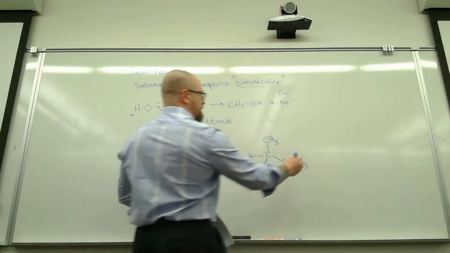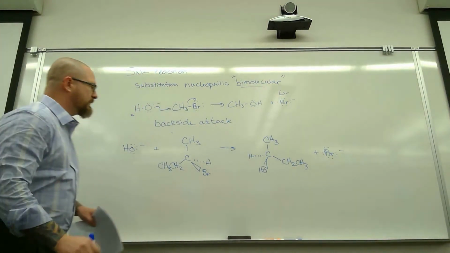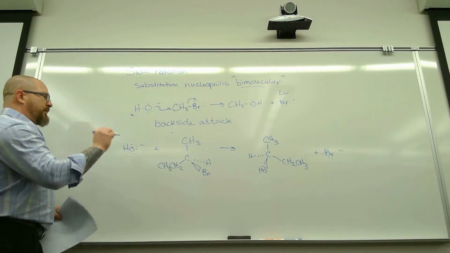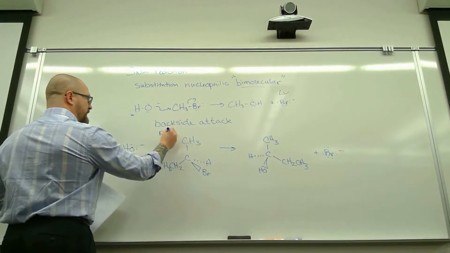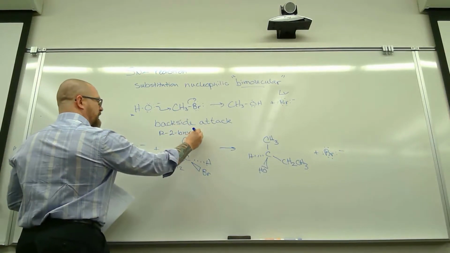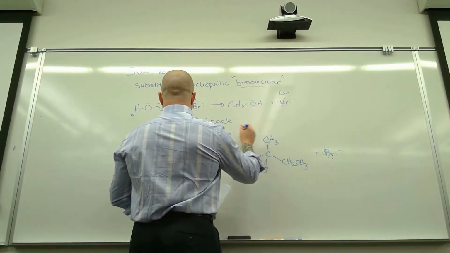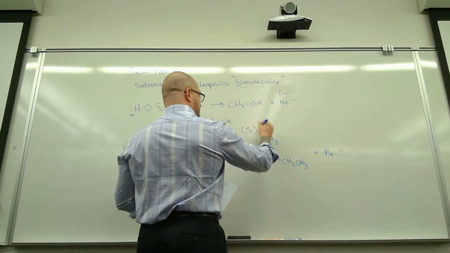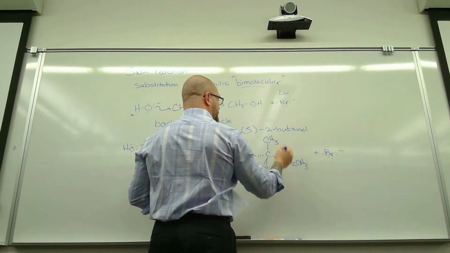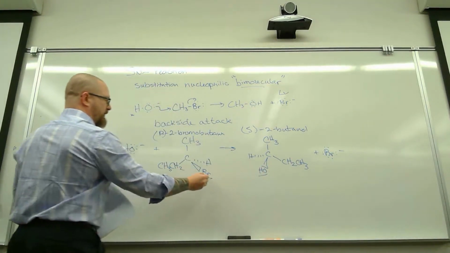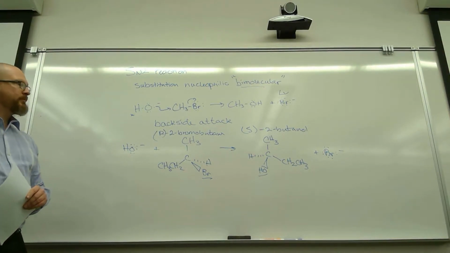Now, plus our bromide. What's really important to note here is that our stereo center has been inverted. So this is an R 2-bromobutane, and this is going to be an S 2-butanol. And this happens to be the highest priority groups for both, so that's why we see the R become the S.